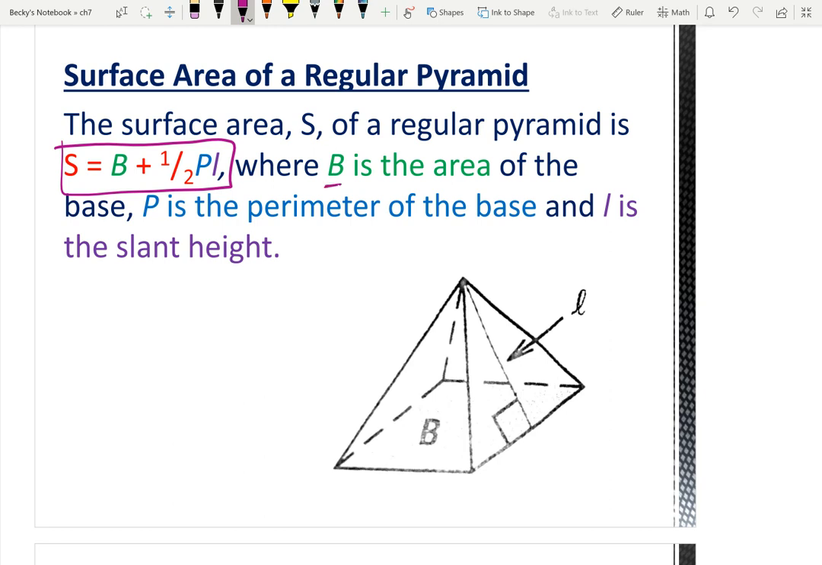Now, capital means you're dealing with the base. So capital B means the area of your base. And capital P means the perimeter of the base. And L is your slant height. So what I like to do is I like to find all these pieces and parts before I begin.